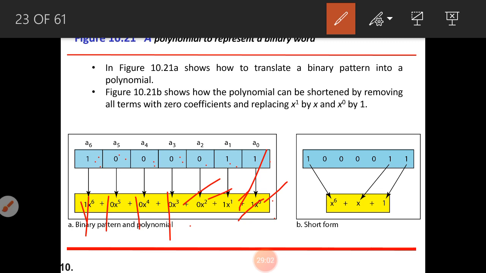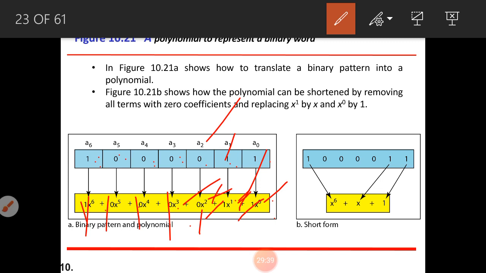Same thing, the power 1 indicates the position of this coefficient 1, that is present at position 1. Same thing, this 2 represents the position of the binary value 0, so 0 is present at the second position. Same thing for the remaining powers, which also represent the position of the binary value. In this way we need to translate a binary value to the polynomial.